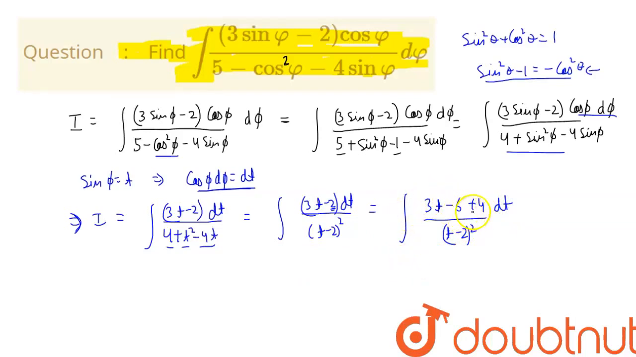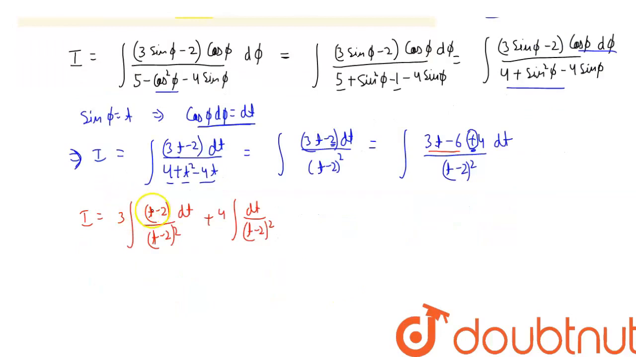Now we are going to separate this integration with respect to this positive sign. If we do that, then we get the value of this integral I as equal to 3t minus 6. If we take the 3 common, then 3 is outside, and inside we are left with t minus 2 in the numerator, and in the denominator we have (t minus 2) whole square, with respect to t, and here we have 4 times dt divided by (t minus 2) whole square. Now we can see that this t minus 2 gets cancelled out with one t minus 2 in the denominator.